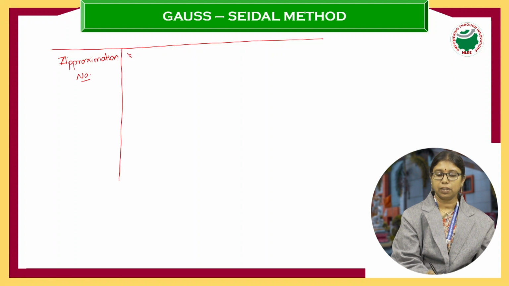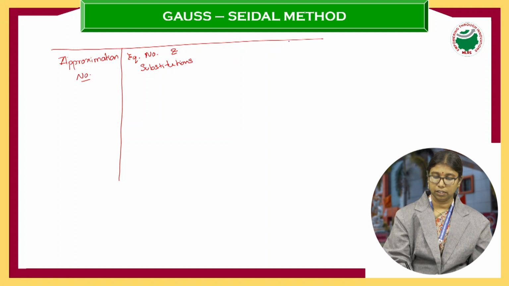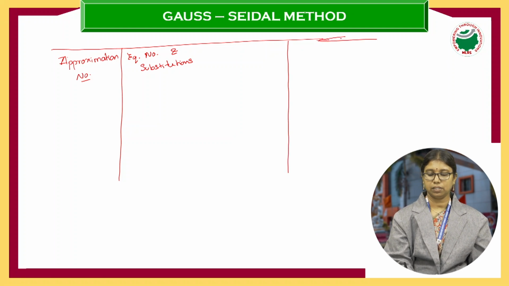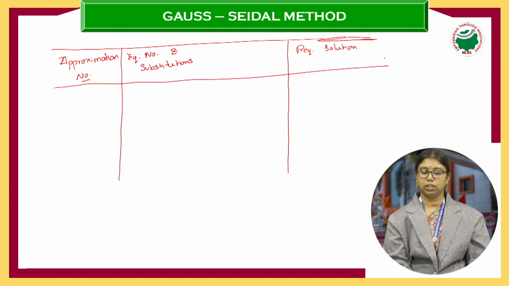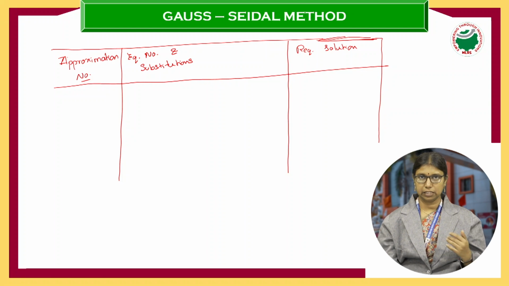Your second column is the equation number and substitutions. You have to take some substitutions in each and every equation to get the values of x, y, z. That you have to take in the second column. And your third column is the required solution. So these are the three columns we have to do here. In each and every step, you have to complete these three columns.